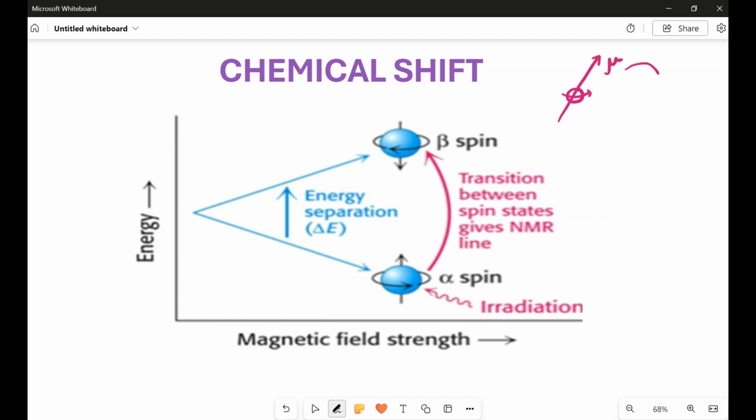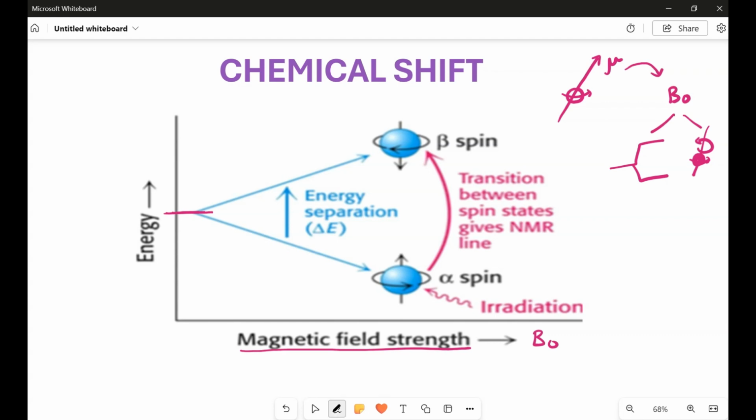So when I put them into an external magnetic field, two things will happen. One is there will be splitting of states, and not only that, they will undergo precessional motion. This we have already seen, and I have shown the same thing here. Initially all the spins are in the same energy level. But when the magnetic field strength B0 increases, I will have splitting of states.